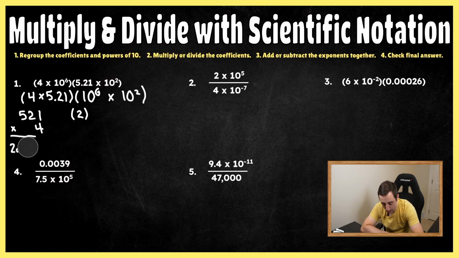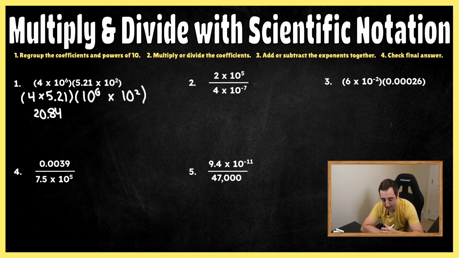So let's go ahead and get rid of this so we have some room. And this was 20 and 84/100ths. Now let's focus on our powers of 10. For our powers of 10, the properties of exponents say that if we are multiplying with like bases, and in this case both bases are 10, all we have to do with our exponents is simply add them together. So what is 6 plus 2? That gives us 10 to the 8th. So we end up getting 20 and 84/100ths times 10 to the 8th.